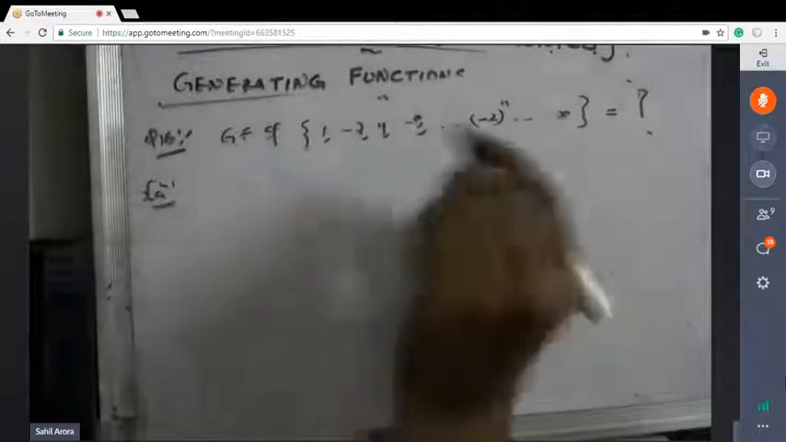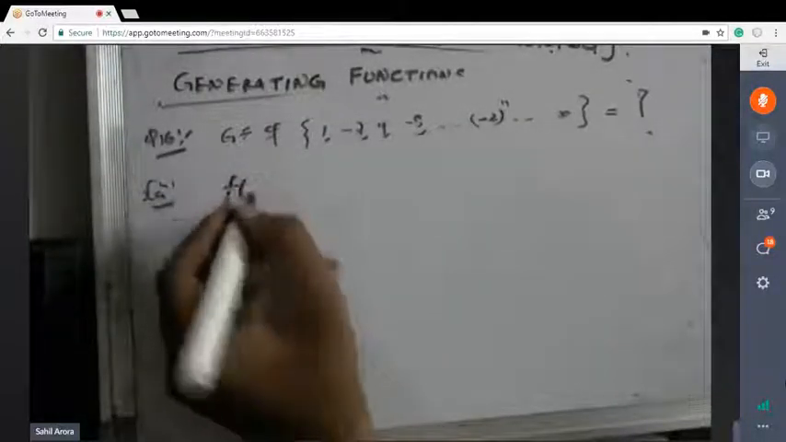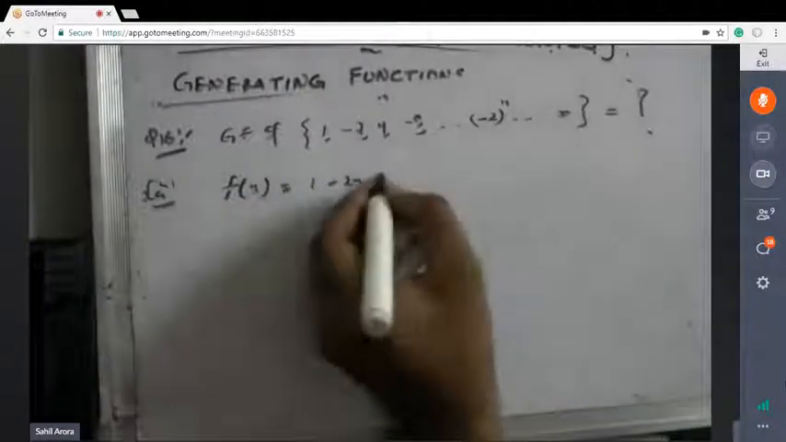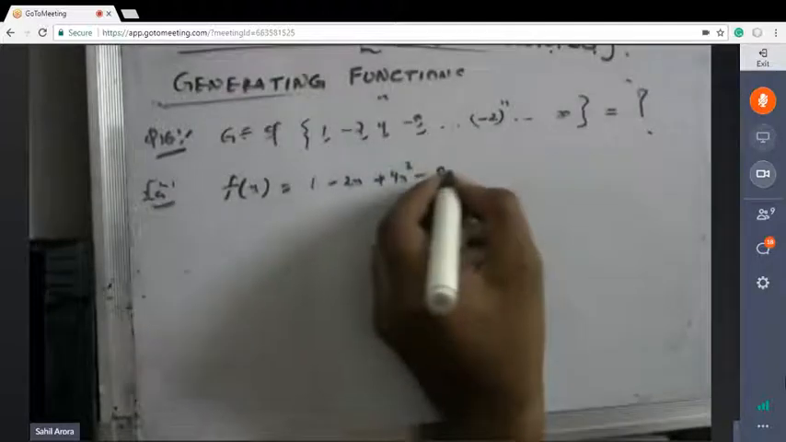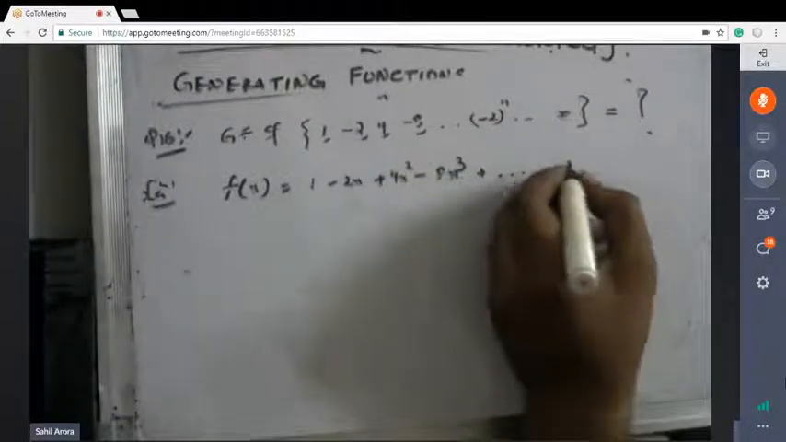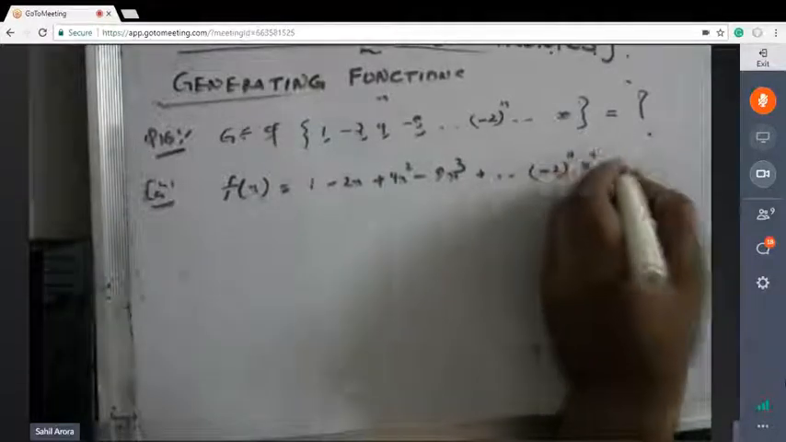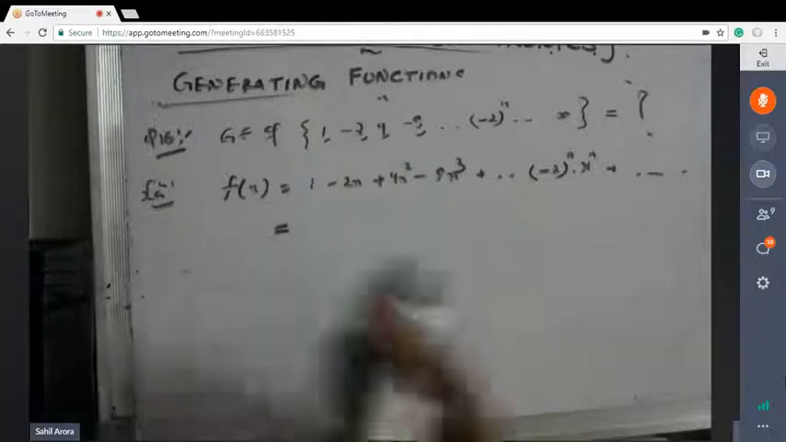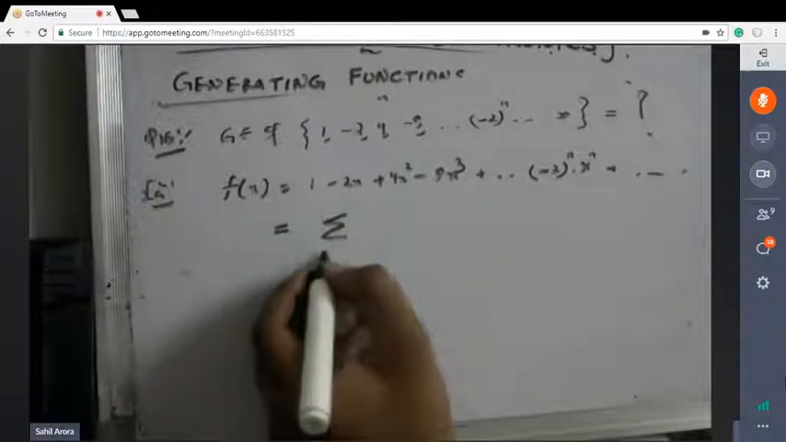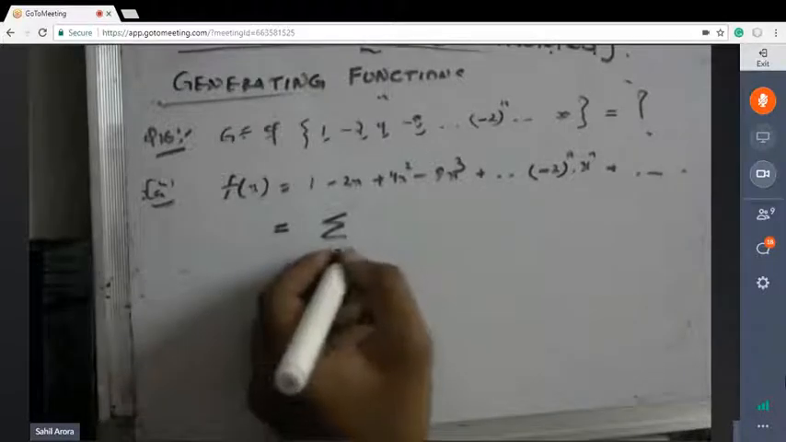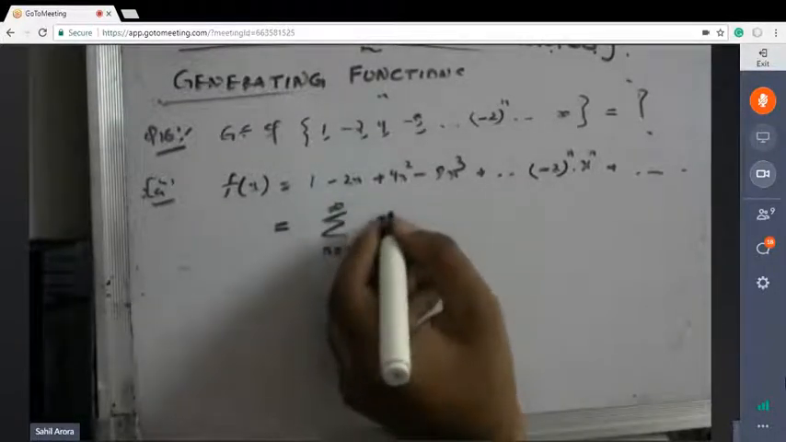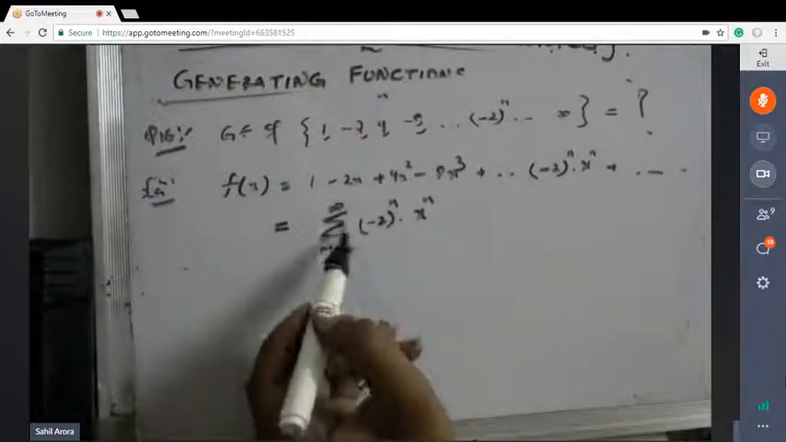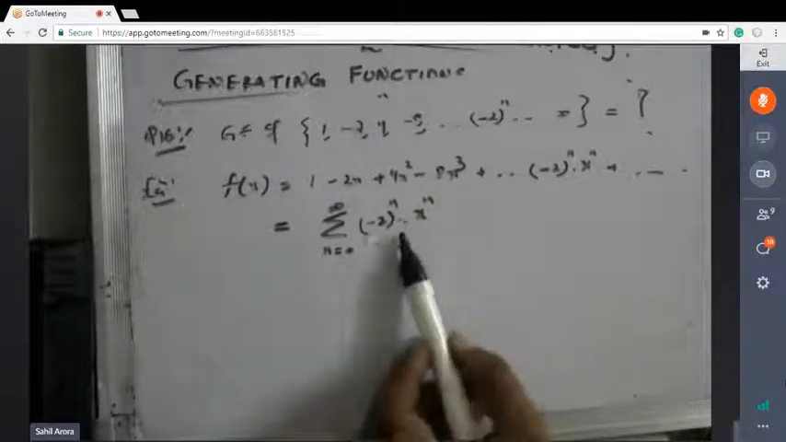Now there is no given term, so let us assume that the generating function is f of x. It would become 1 minus 2 into x plus 4 into x square minus 8 into x cube, and so on up to minus 2 to the power n into x power n, and so on up to infinite. We can write this in a very compact form as summation n going from 0 to infinite of minus 2 power n into x power n.